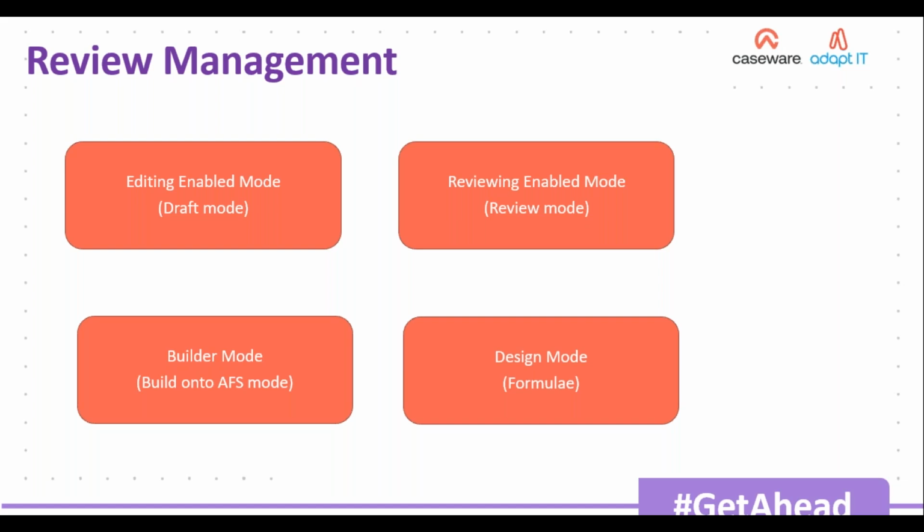So let's start with the different options that you have on Caseware working paper. By default, the first option that you have on your financial statements is the editing enabled mode. That's the drafting mode. And remember, that is where you can type in information. You'll see stuff appearing in blue. That means it doesn't print. What will appear in black will print, and red also will print.